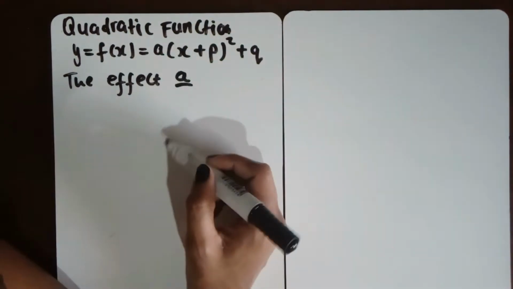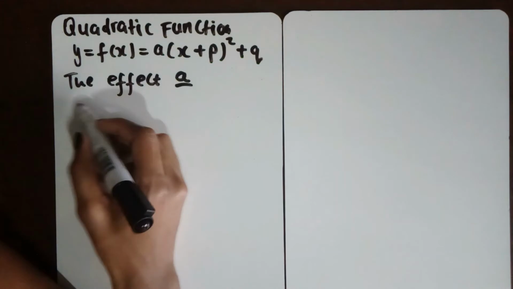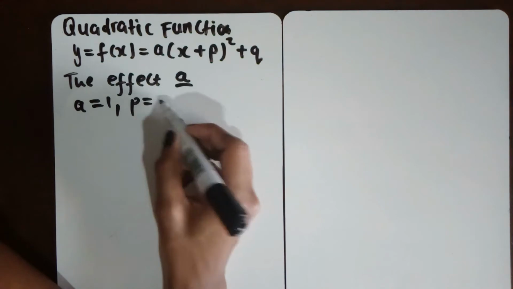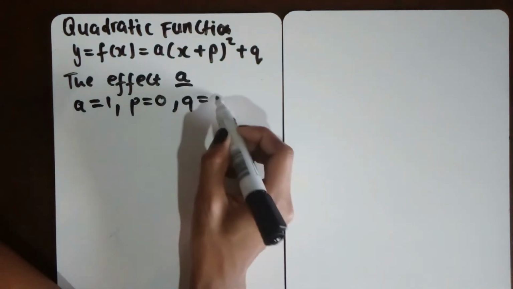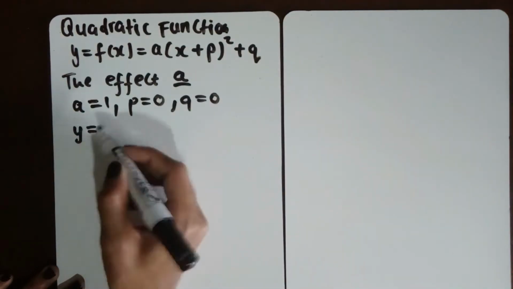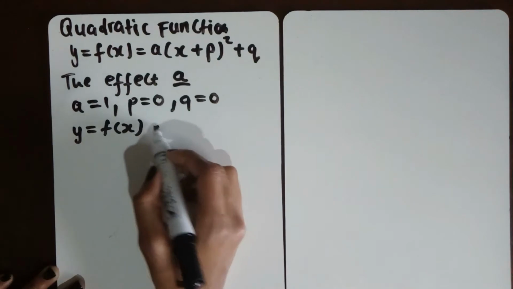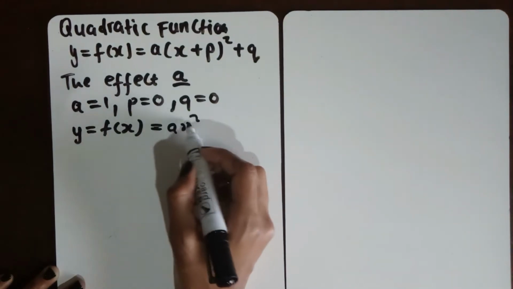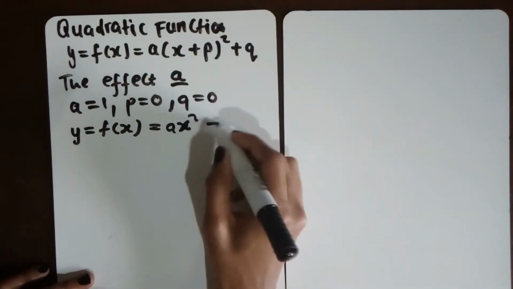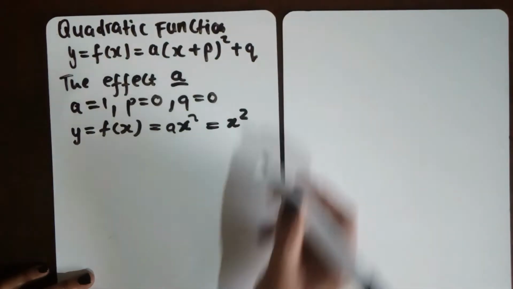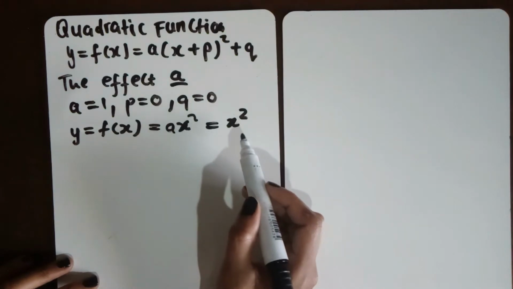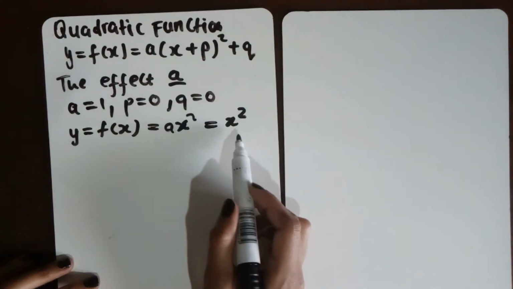So let us take the simplest instance where we say a in this function is equal to 1, p equals to 0, and q equals to 0. So if a is equal to 1, it means that our function will actually be something like this. It will just be a x squared, right? And then we said that a is equal to 1, so our function will just be x squared, right? So our function will just be f(x) equals x squared. So let us try to plot this function over here.